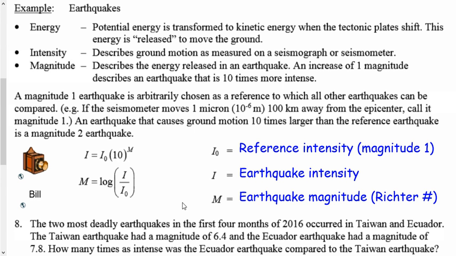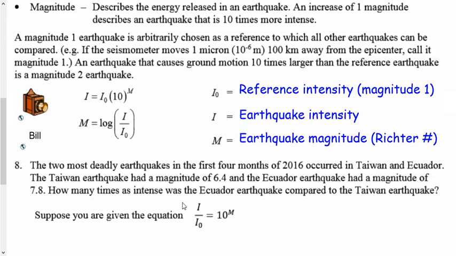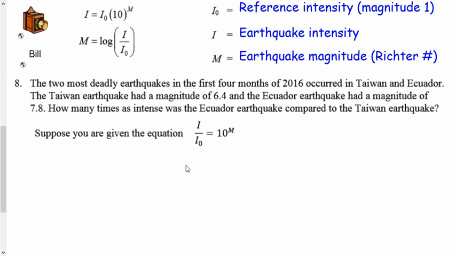So let's look at this example. Suppose we're given this equation at the bottom, I over I sub 0 equals 10 to the magnitude m. The two most deadly earthquakes in the first 4 months of 2016 were in Taiwan and Ecuador. The Taiwan earthquake had a magnitude of 6.4, and Ecuador had a magnitude of 7.8. We want to know how many times as intense was Ecuador compared to Taiwan.